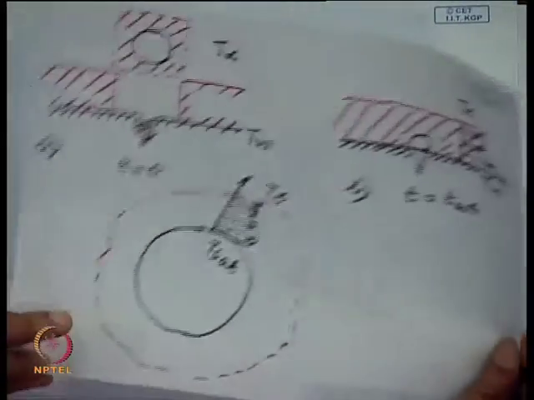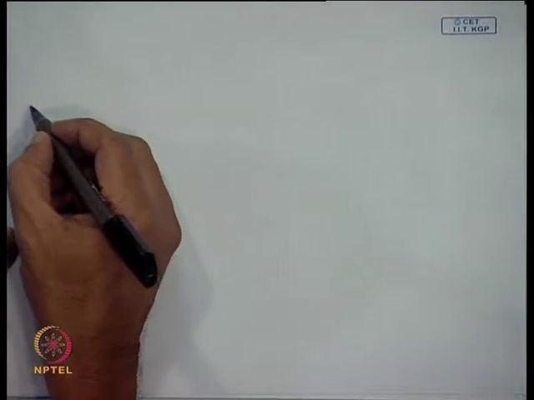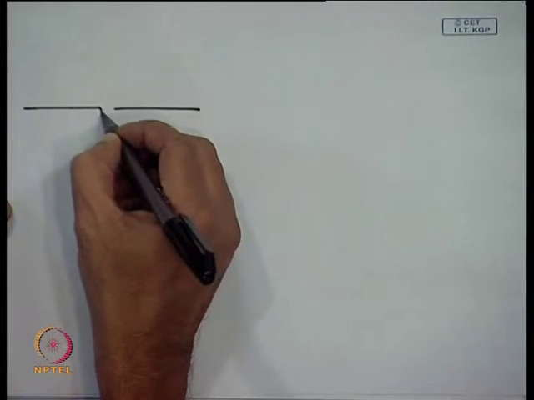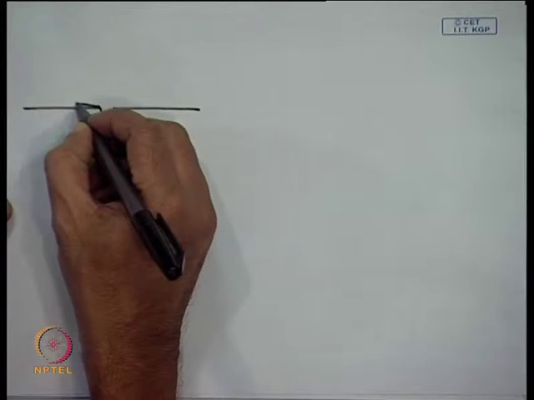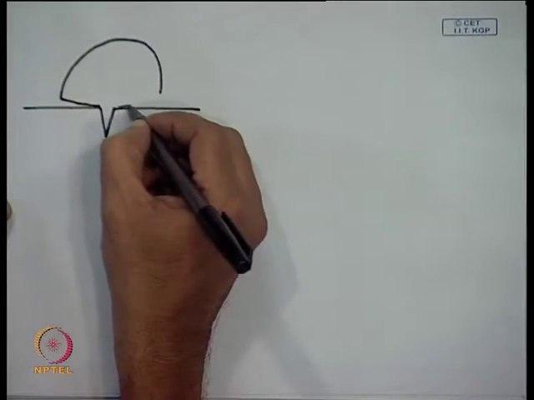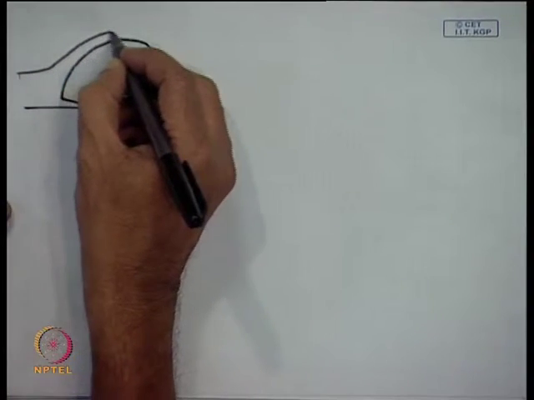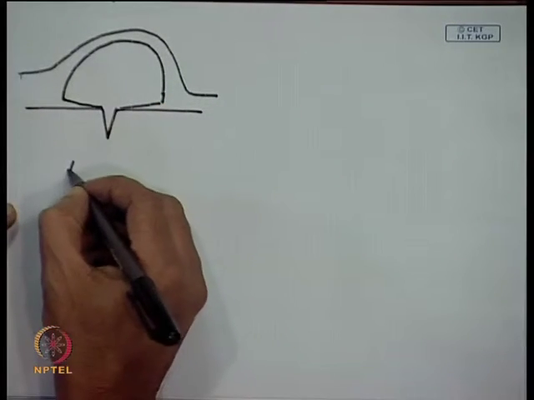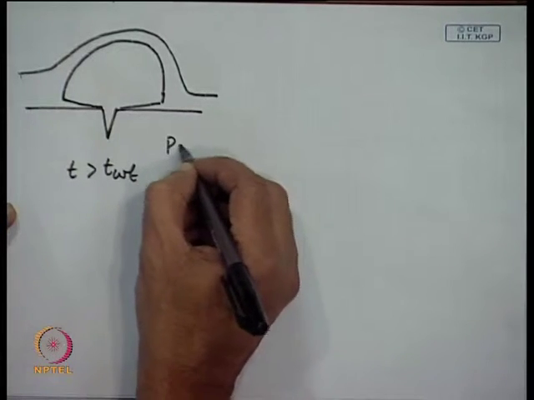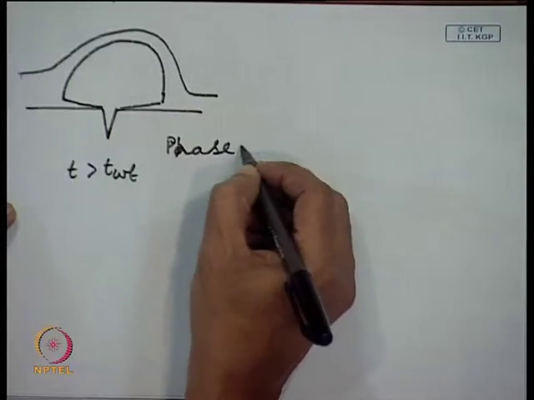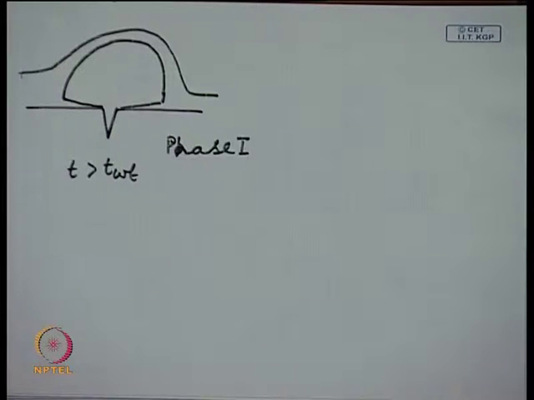After the waiting period, the growth period comes. The growth period, if I see, has two phases. Here of course, t is greater than t waiting, but this is phase 1. In phase 1, the growth is inertia controlled, and here we will find that the vapor bubble will grow almost hemispherically.